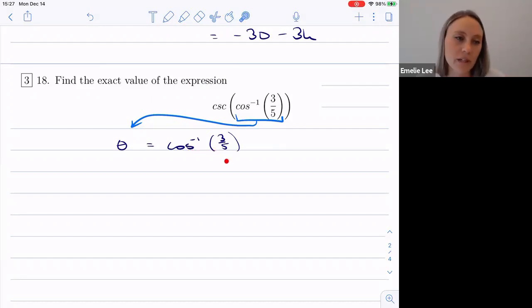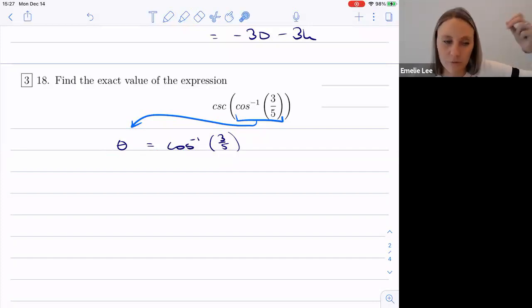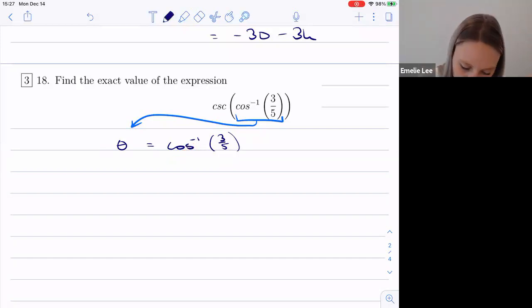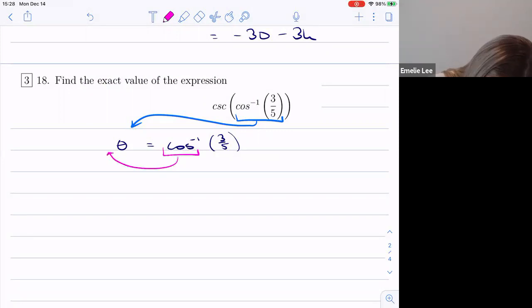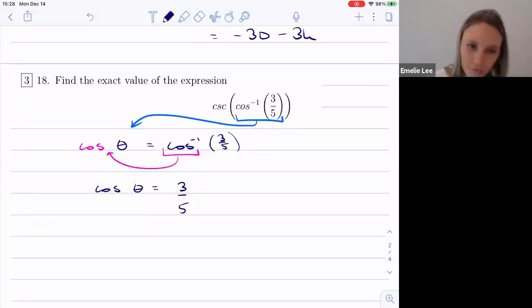And that doesn't feel like it got us very far, but what happens is this inverse cosine can get shifted over to the left-hand side, and in doing that, we drop that -1, right? So it's no longer the inverse. If I move it over here, it just becomes the cosine of theta. Okay. So now what we have is the cosine of theta is 3/5.